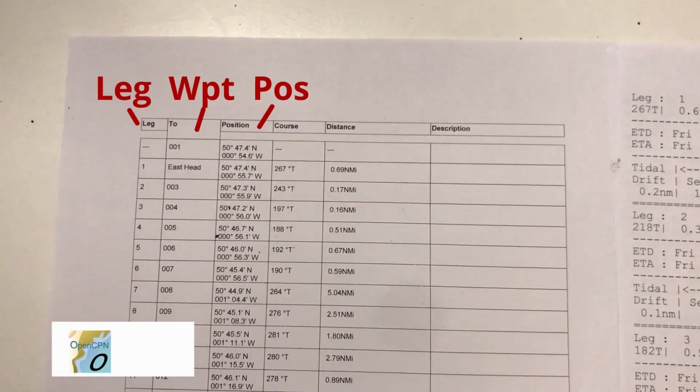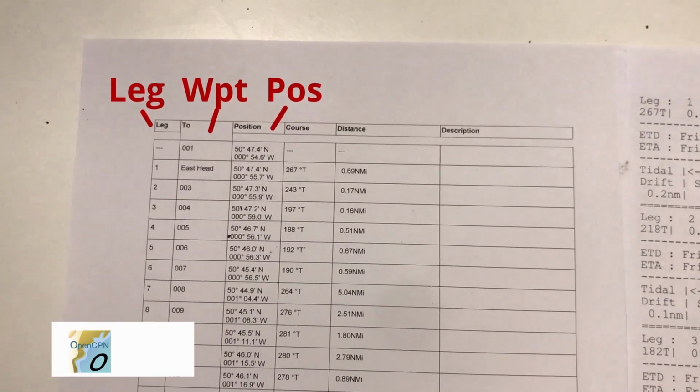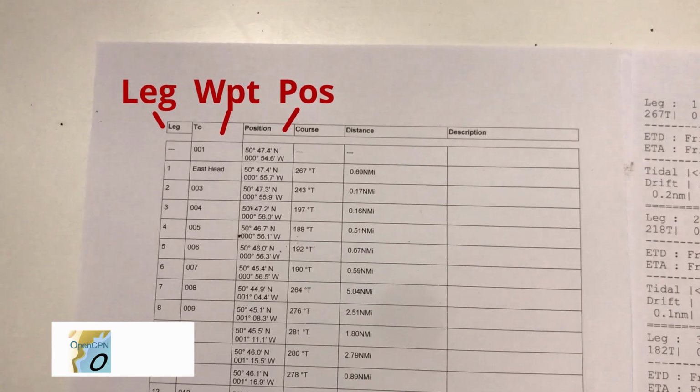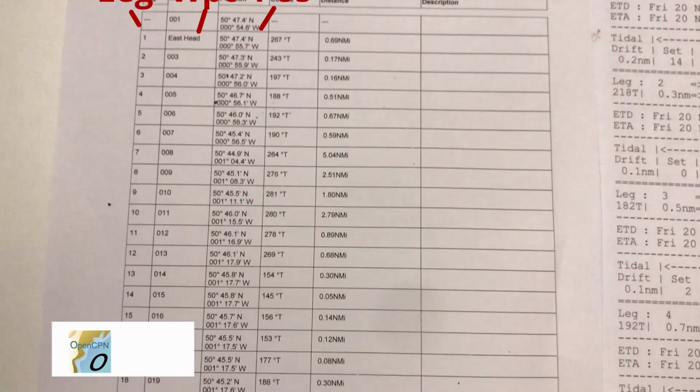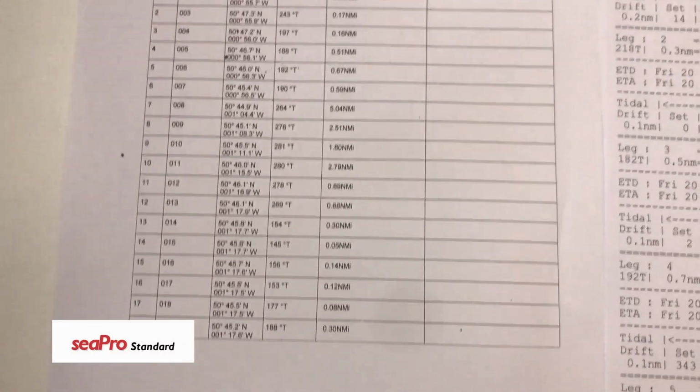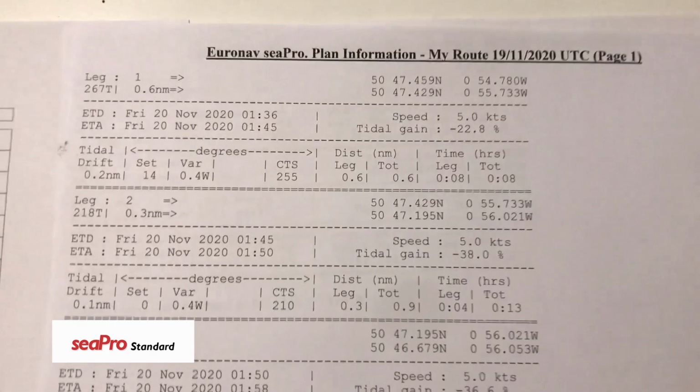Let's print out the route and see what it looks like on paper. We'll start with the Open CPN printout. Got your leg, got your waypoint, your position of the waypoint, course to steer to the waypoint, and distance to the waypoint. Now the Seapro printout, that shows the tidal data as well.